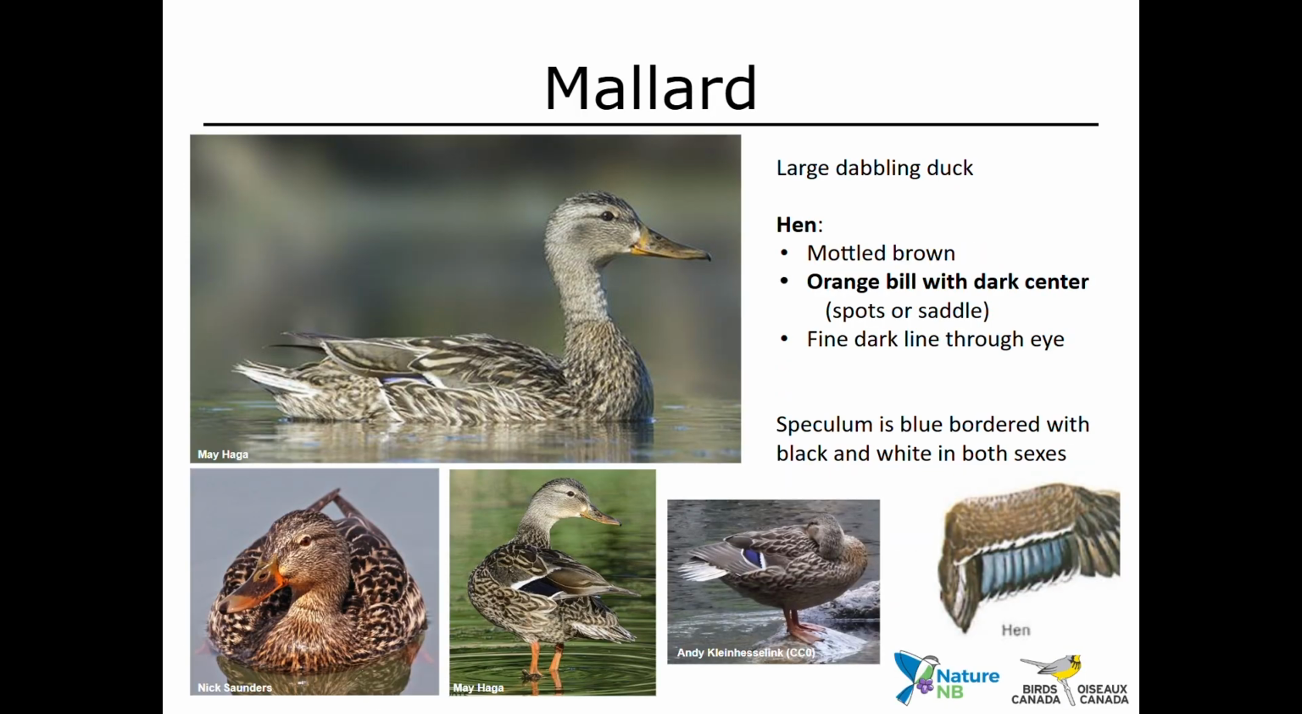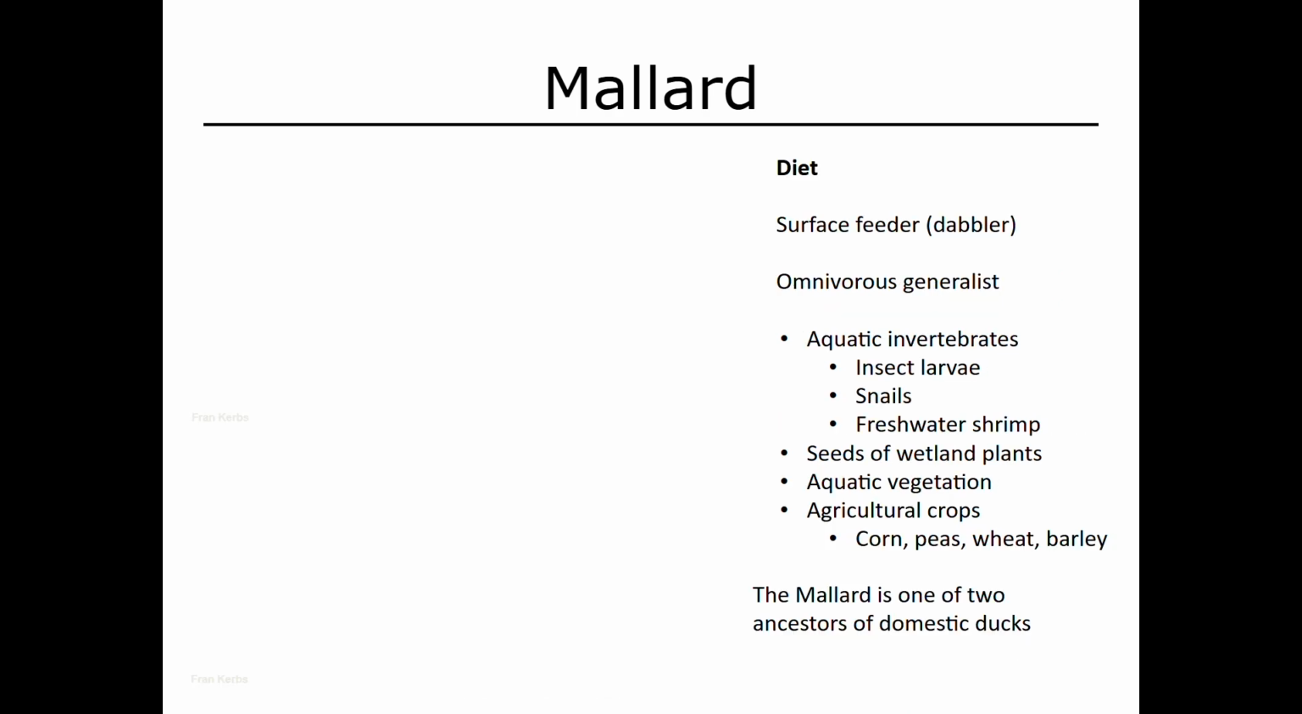The hen is much less elaborate in coloration than the drake. So she's a mottled brown with an orange bill with a dark center. Remember, the male, the drake, has a yellow bill. And the hen has a fine dark line through the eye. And like the drake, the hen has a blue speculum bordered with black and white.